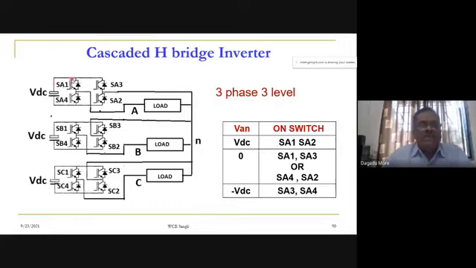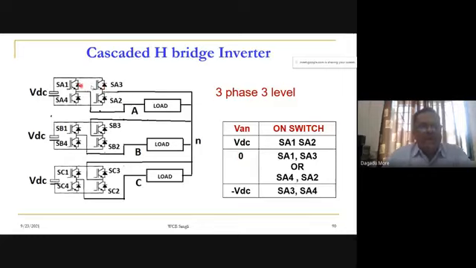And if you see SA1 and SA2, I am talking about phase A, other phases will also have the same. Here SA1 and SA2 are on. We say that the positive upper terminal is connected to A of the load, and negative through SA2 will connect it to the neutral. So when SA1, SA2 are on, our load voltage VAN will be equal to VDC.